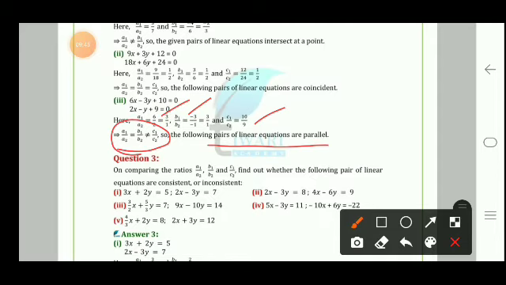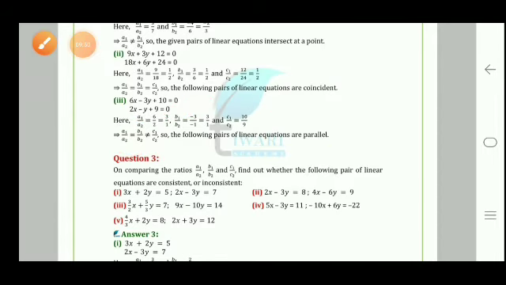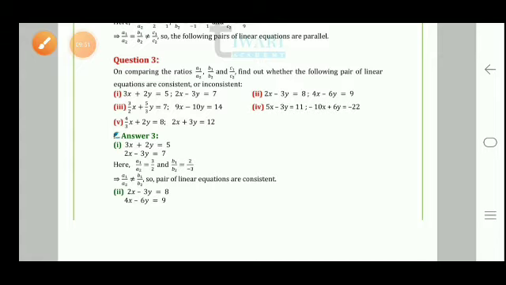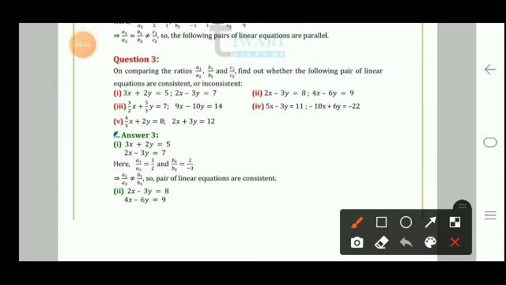Now moving towards question number 3. In this question, on comparing the ratios a1 upon a2, b1 upon b2 and c1 upon c2, find out whether the following pair of linear equations are consistent or inconsistent. The very first part is 3x plus 2y is equal to 5 and 2x minus 3y is equal to 7. If you find the ratio, a1 upon a2 is 3 upon 2 and b1 over b2 is 2 over minus 3. So we can see that a1 upon a2 is not equal to b1 upon b2, so the pair of linear equations is consistent.